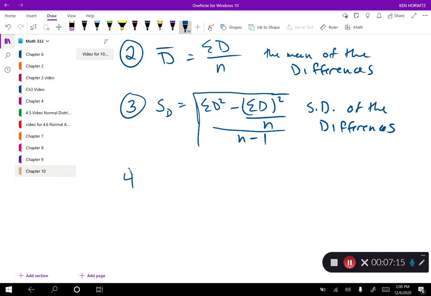And then our fourth step, we're going to look for the standard error.